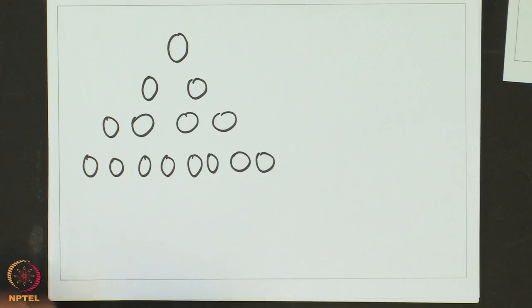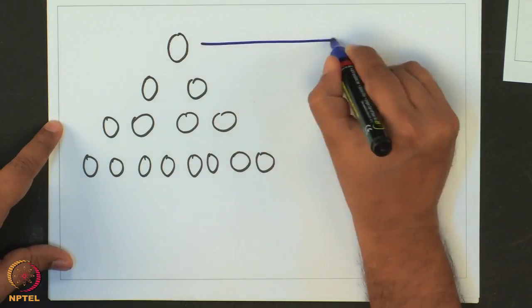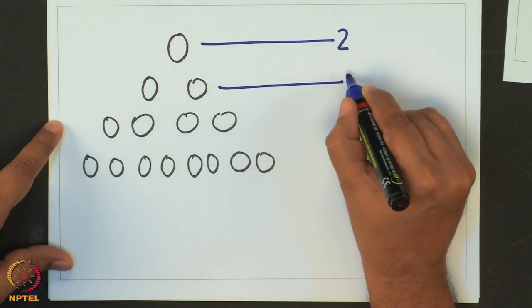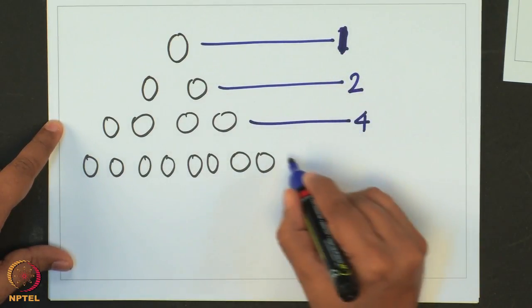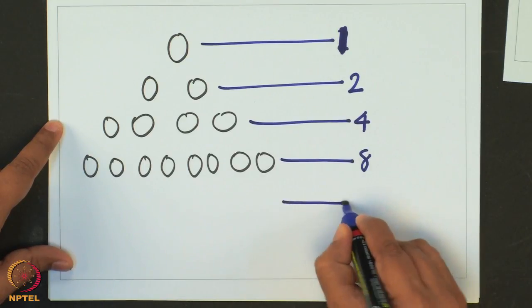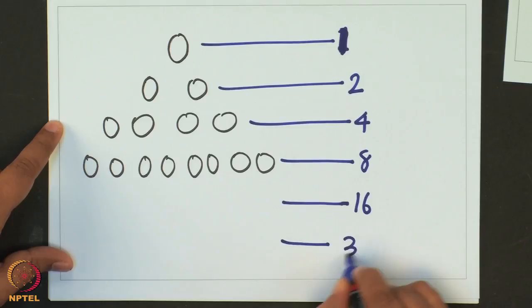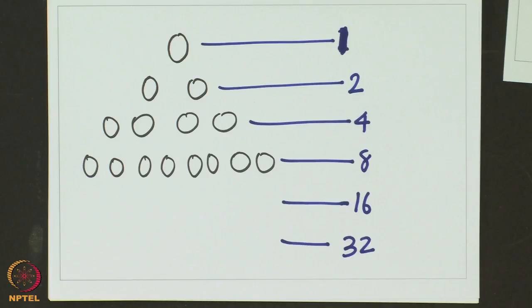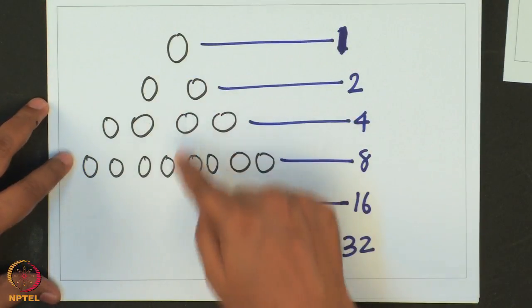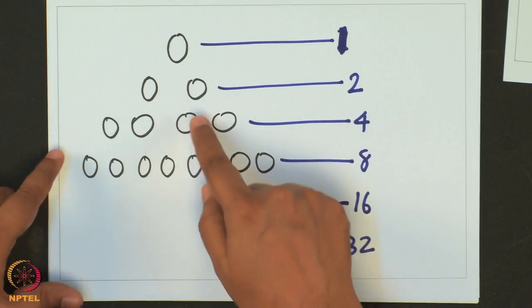So, what did we have? We had 1 cell here, and 2 here, 4 here, 8 here, and the next level it would be 16, and the next level it would be 32. This is the bacterial growth phenomenon that we know. If you want to write an equation for this, there is something changing here. What is changing? The number of bacteria. The number of bacteria is doubling, changing with time.